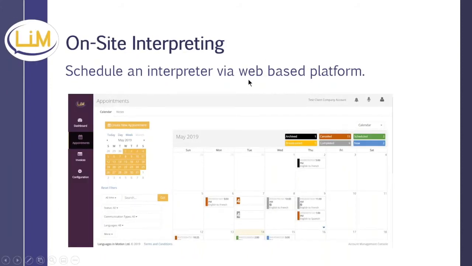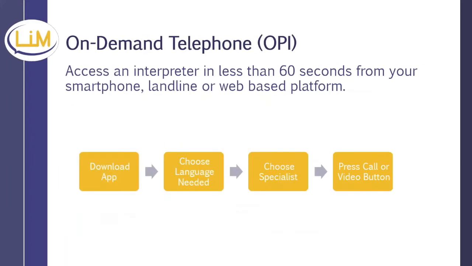All right, so we'll start with on-site interpreting, since that's what most people are familiar with. What you would do is sign in to the platform. It's just username and password, and you can see the picture here. That's what you're going to see.